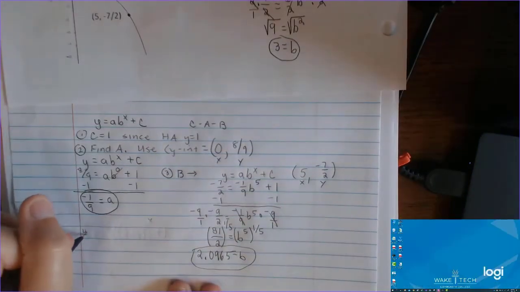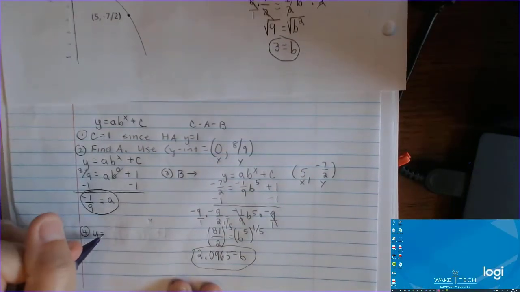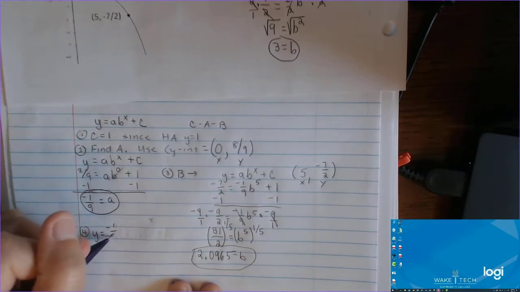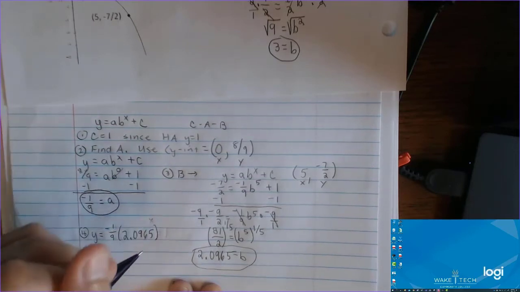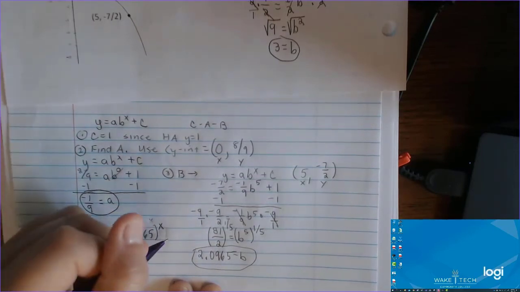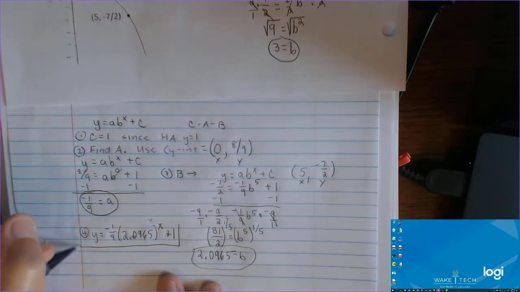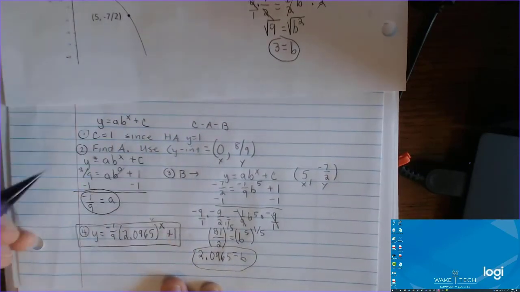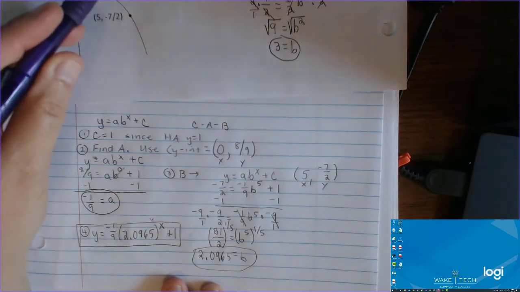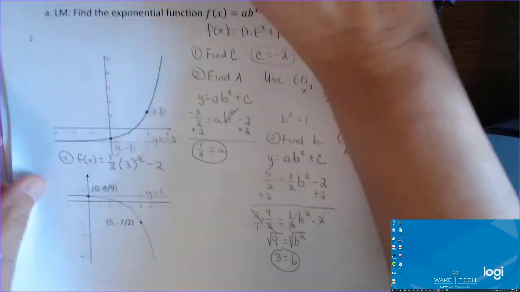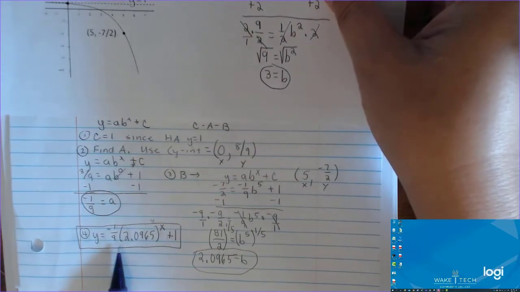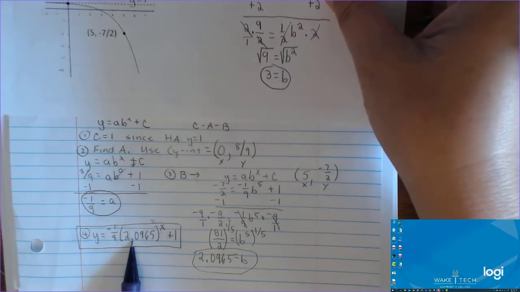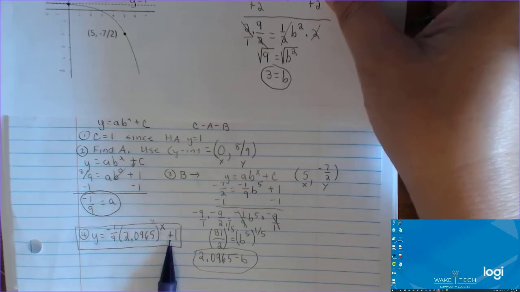So step 4, we'll write the equation. Y equals a. A is negative 1/9 times b, which is 2.0965 to the x power plus 1. So that's your final answer. And you can check your work to see this. If you unflipped it, it would be growth. So it makes sense that that a is negative because of the flip, and that b is greater than 1. And your y-intercept was y equals 1. So that checks out.